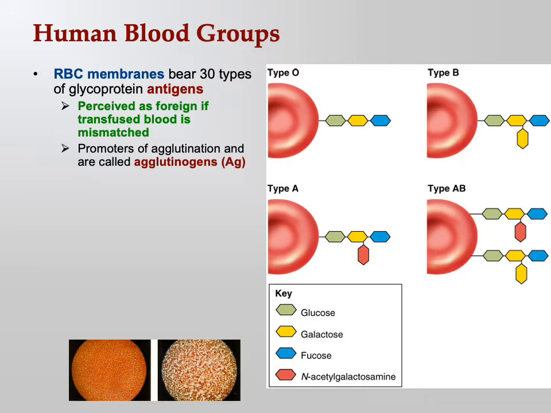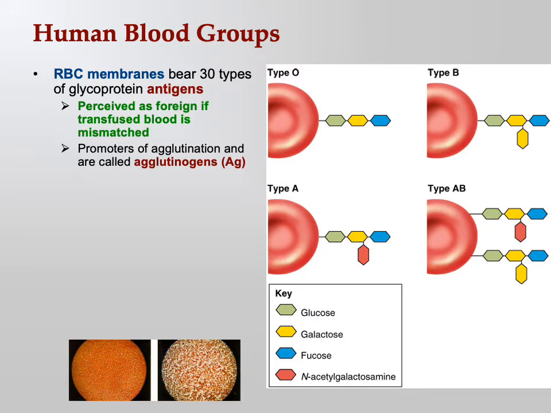So promoters of agglutination are called agglutinogens. So antigens and agglutinogens turn out to be basically the same thing in this case. Agglutination means clotting, forming together, clumping together is what it means. And that's what causes the transfusion reaction.